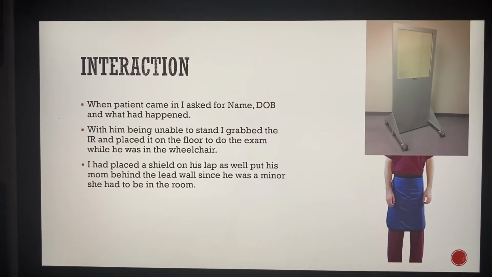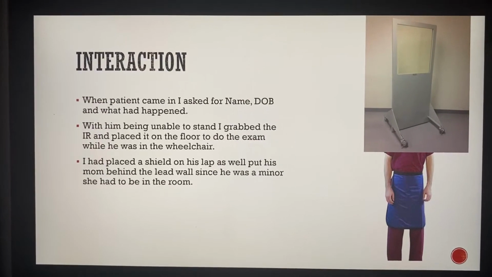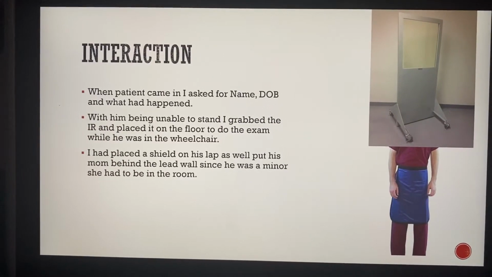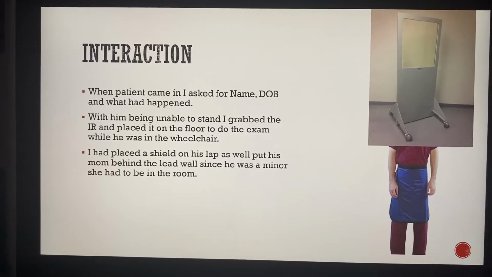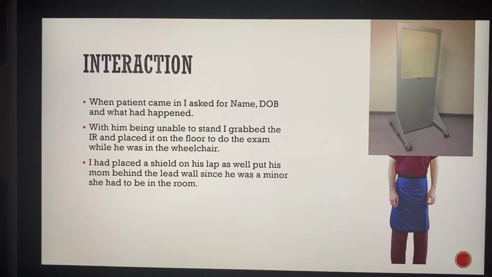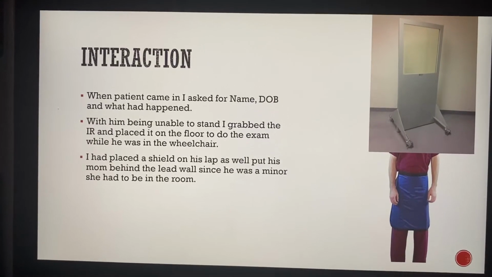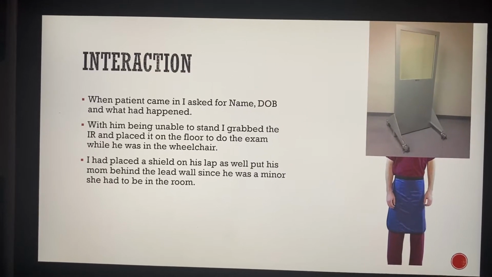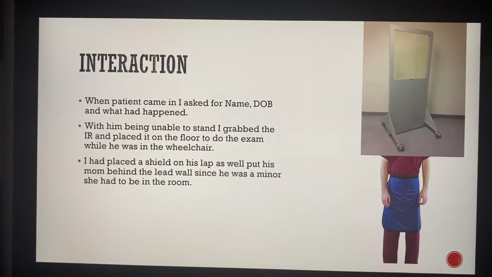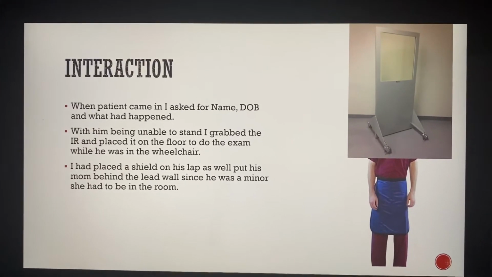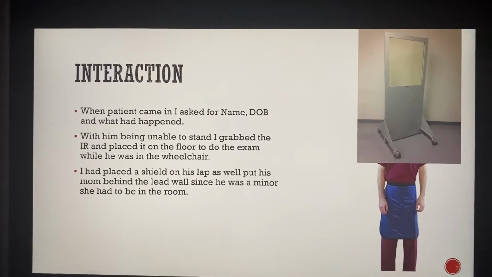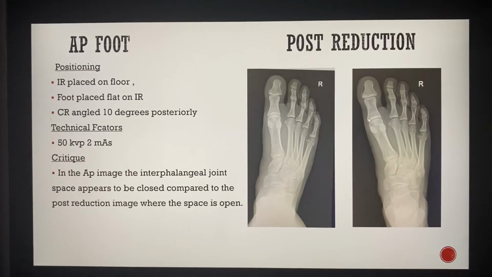My interaction was with the patient. The patient came in and I asked for his name, date of birth, and what had happened to him. He was unable to stand, so I ended up doing the exam in the wheelchair the whole time, so I had to place the IR on the floor. I placed a shield on his lap, and I put his mom behind the lead wall since he was a minor and she had to be in the room. This is the lead wall I used, and this is the lead apron I used for the patient. So the first exam was an AP foot.